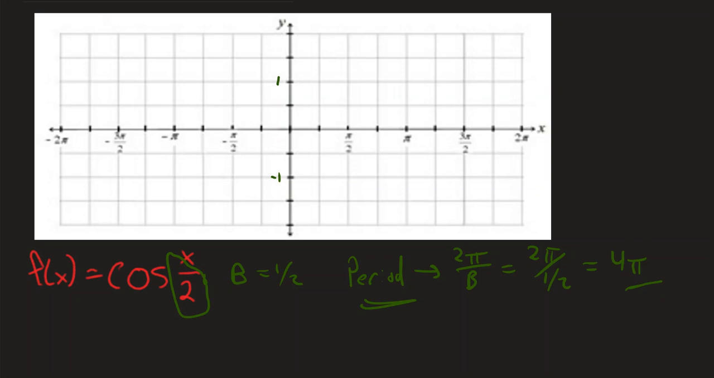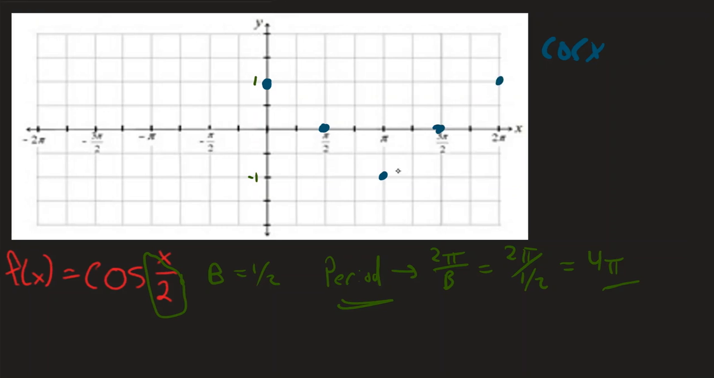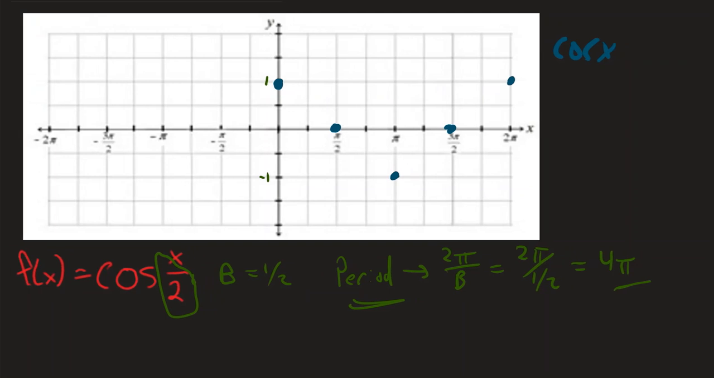Okay, so what I like to do is I always like to sketch the parent function first anyway. So let's maybe do this in blue. So cosine x hits the y-axis here because the cosine of 0 is 1. Cosine of pi over 2 is 0. Cosine of pi is -1. Cosine of 3 pi over 2 is 0. And then back to where we started. Okay, and let's copy that over here.